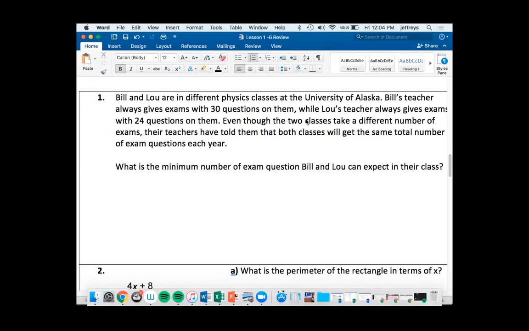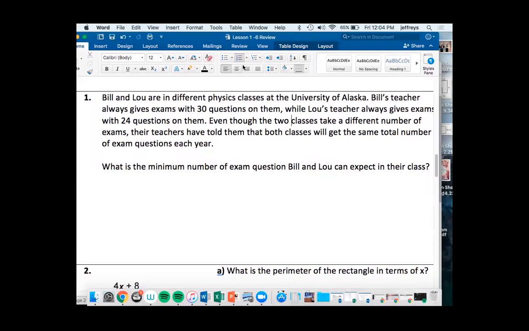So we're going to look at number 1. So for number 1, Bill and Lou are in different physics classes, right? And Bill's teacher is going to give him exams with 30 questions on them. So Bill, oh, I don't like that.